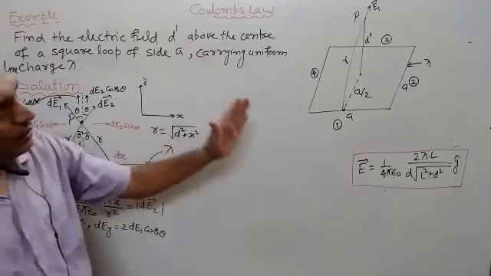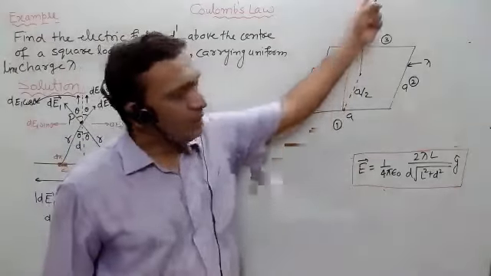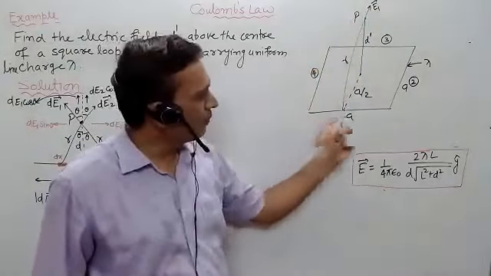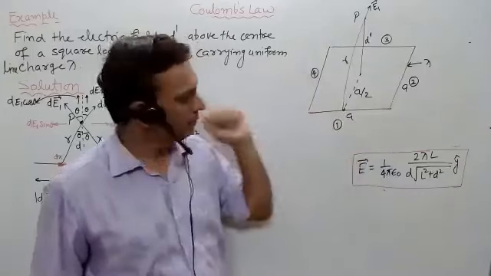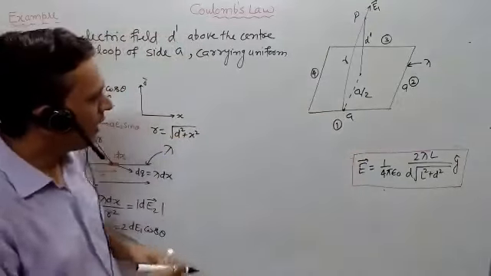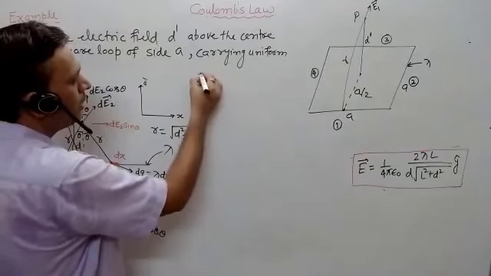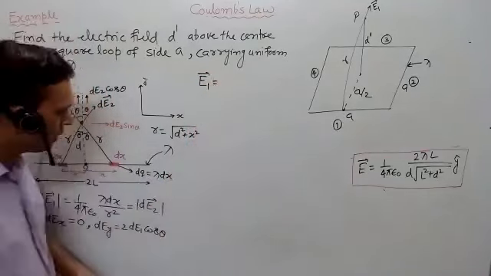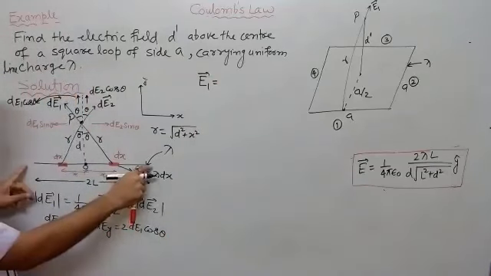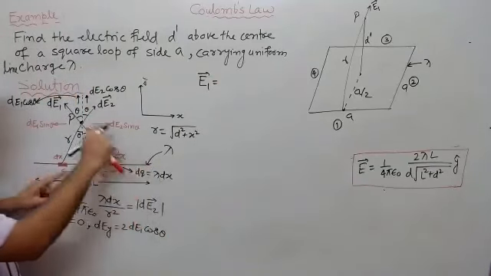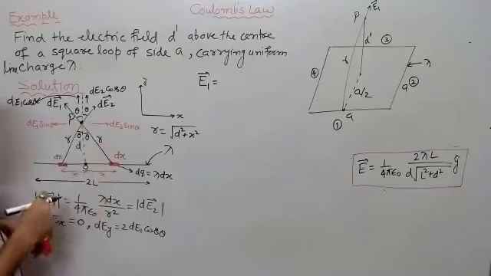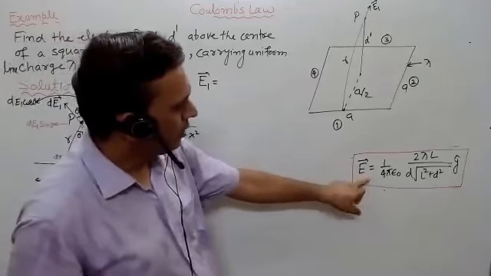This is the field at a distance small r away from segment 1. So how will you write E1? Use this relation. In this case you can see this length is 2l and you have to find the field d distance away. So this is the relation.